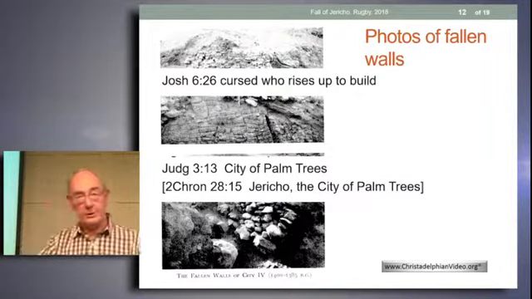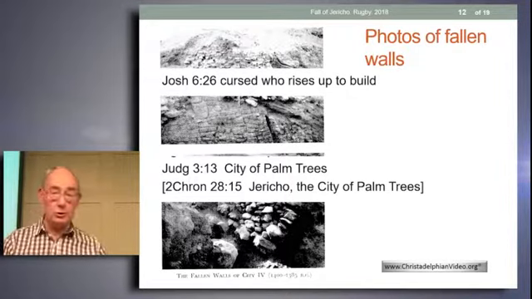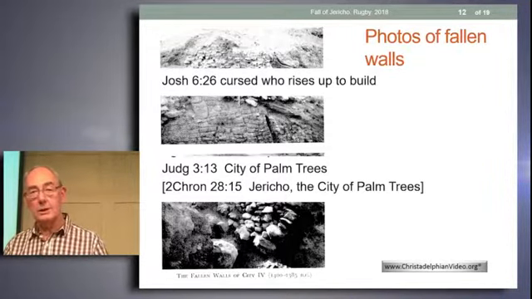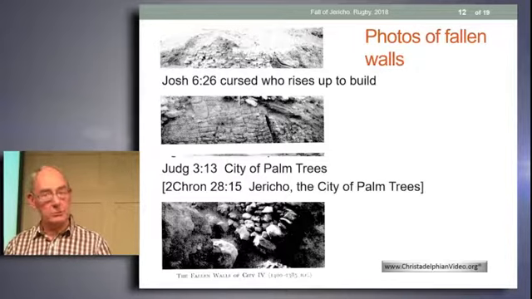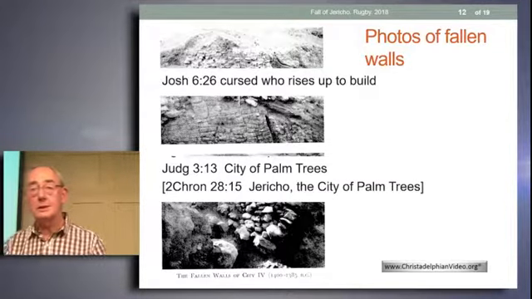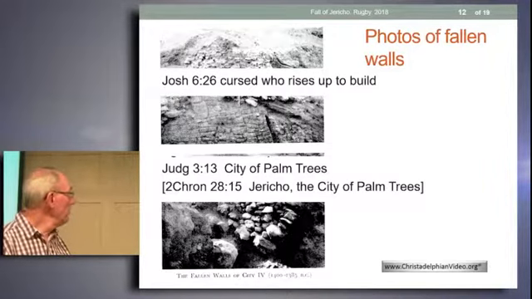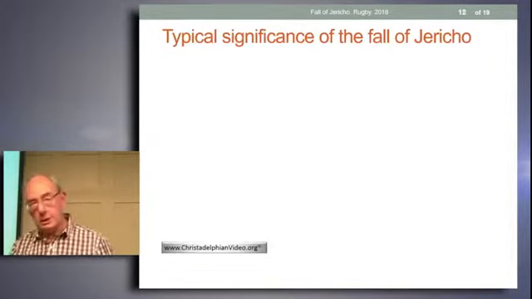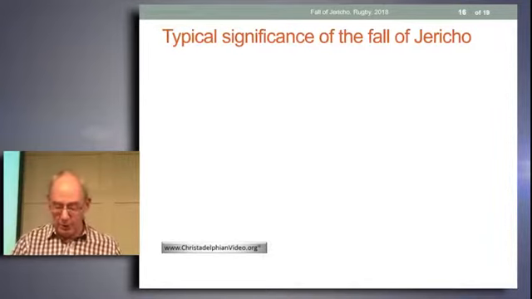Okay, so that's the way the city was, the way it was positioned, the important people around it, how it was destroyed, how there was an attempt made to rebuild it, but it was a cursed attempt, as Joshua had predicted, under the hand of God, and how it was just occupied temporarily by the Moabites, by Eglon. Let's have a look, just to conclude, with the typical significance of the fall of Jericho.